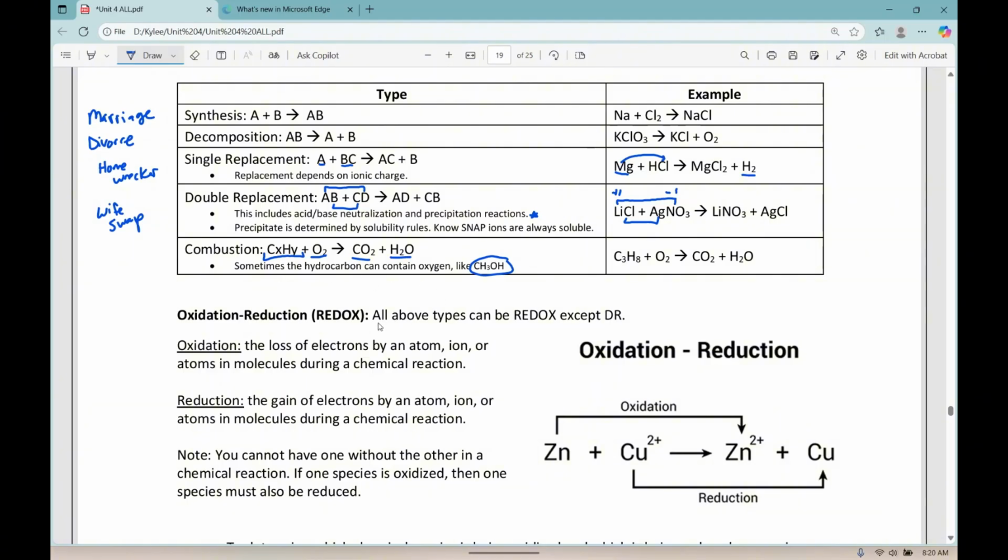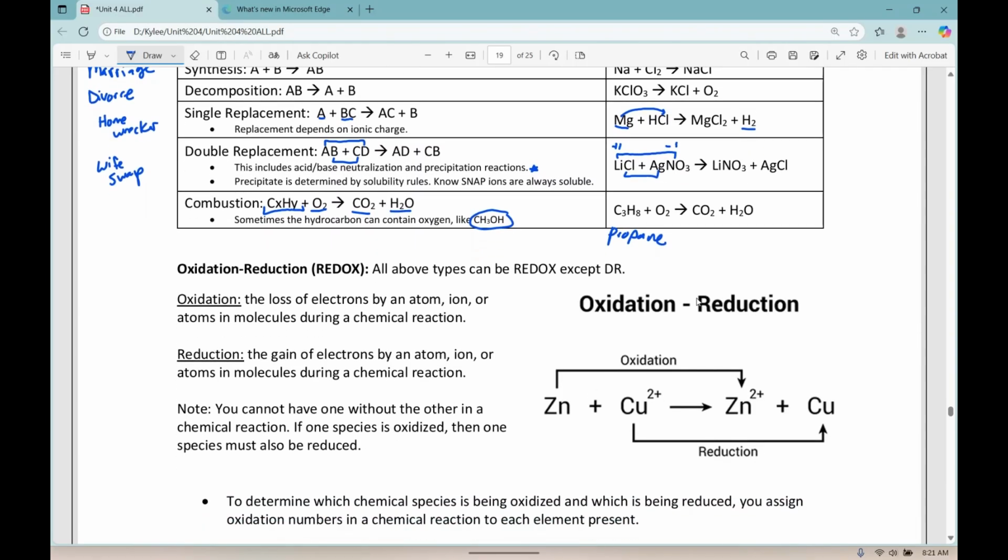But the main thing that we want to see is those carbons and hydrogens specifically reacting with oxygen to form CO2 and water. This real life example over here, C3H8, is also known as propane. So this is propane gas reacting with oxygen to form CO2 and water. We covered most of that in the introduction to this unit.